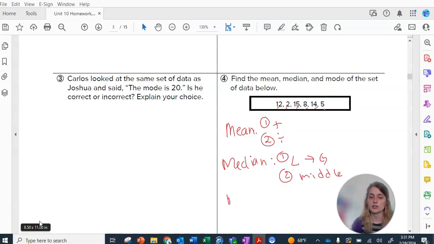And mode doesn't really matter if it's in least to greatest or not, although it's nice sometimes if it's in least to greatest because it's easier to see the repeats. Remember, you can have 1 mode, 2 modes, or if you don't see any repeats, then you write no mode.